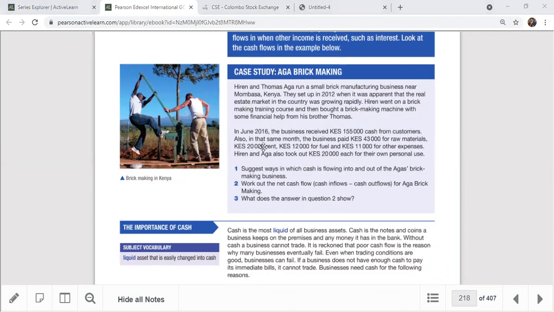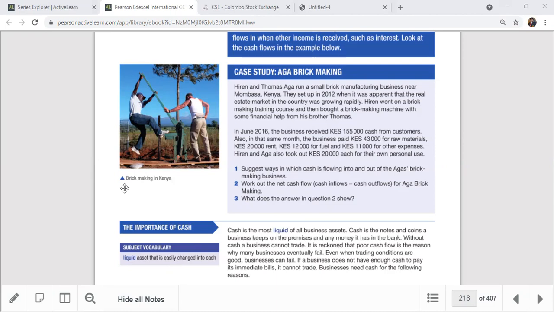Hiren and Thomas Aga run a small brick manufacturing business near Mombasa, Kenya. They set up in 2012 when it was apparent that the real estate market in the country was growing rapidly. Hiren went on a brick making training course and then bought a brick making machine with some financial help from his brother Thomas. In June 2016, the business received 155,000 cash from customers. Also in that same month, the business paid 43,000 for raw materials, 20,000 for rent, 12,000 for fuel, and 11,000 for other expenses. Hiren and Aga also took out 20,000 each for their own personal use.